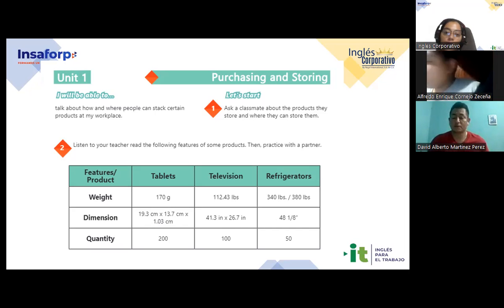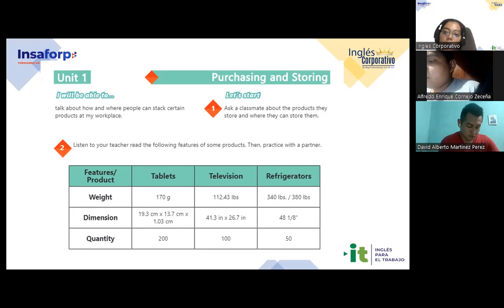Tablet, what about the dimension of the tablet? 19.3 centimeters times 13.7 centimeters times 1.03 centimeters. Imagínense la matemática en inglés. Oh my goodness. ¿Quién inventó la matemática? Digo yo. Dimensions. Televisions. About the dimension of television is 41.3 in times 20. Teacher, ¿y por qué dice time? Porque es por el signo de multiplicación, se dice time. Yes? In English. Time. Como tiempo.